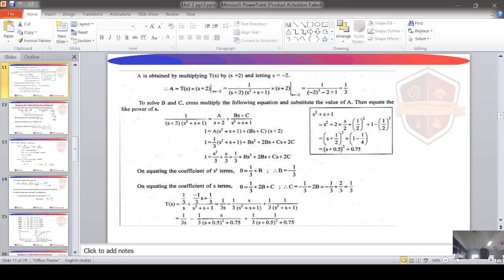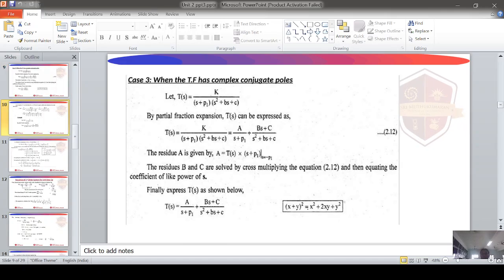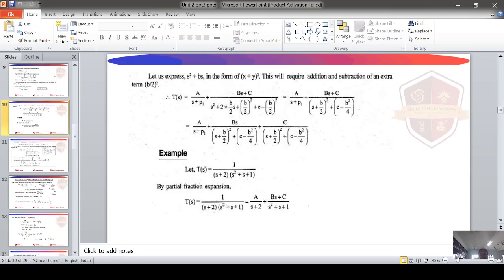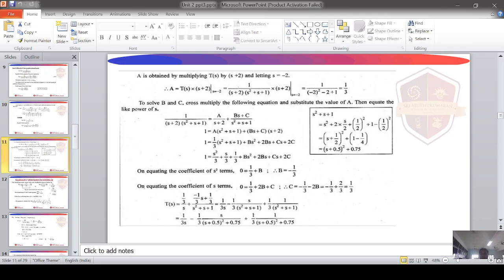This is an example for complex conjugate poles. Here the example is T(s) equal to 1 divided by (s plus 2) into (s square plus s plus 1). By partial fraction expansion, we introduce two variables: A for (s plus 2), so A divided by (s plus 2). Then for the characteristic equation, (Bs plus C) divided by (s square plus s plus 1). Then we have to find the residues. A is obtained by multiplying T(s) by (s plus 2).